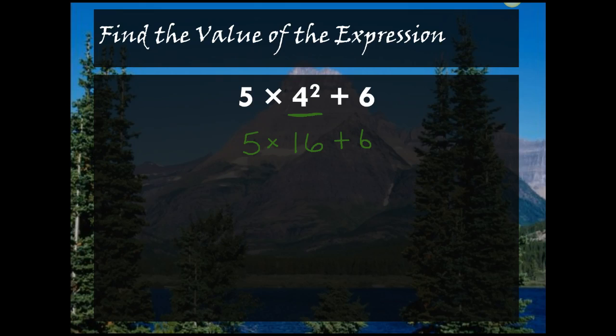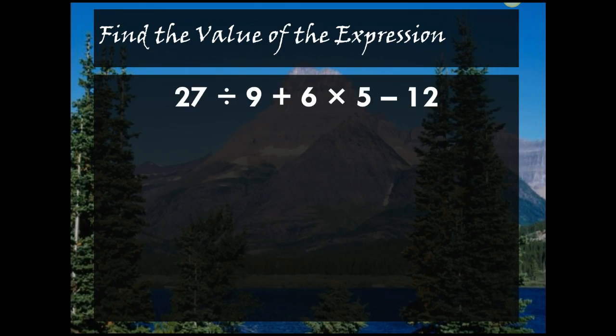That eliminates all the exponents, so next we move on to multiplication and division. We do have some multiplication in the problem, so I will do that next. 5 times 16 is 80. I will replace the 5 times 16 with 80, and then bring down the plus 6. 80 plus 6 gives us our final answer of 86.